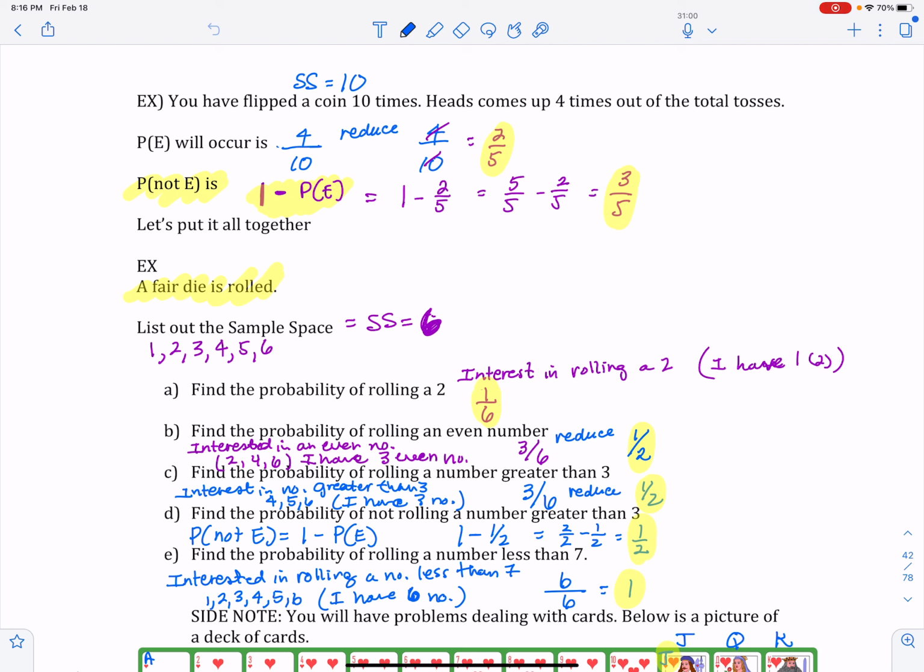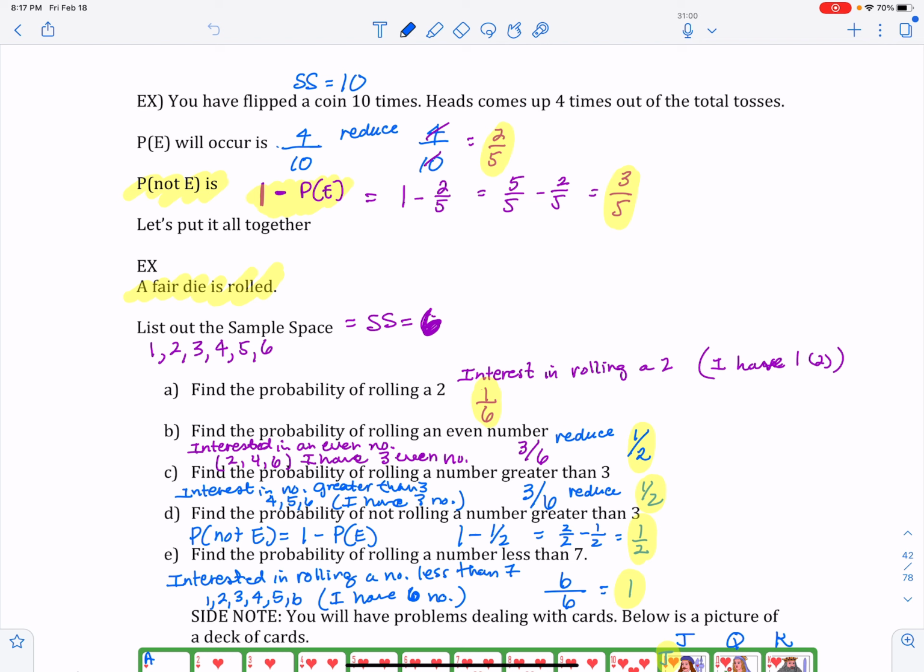You have flipped a coin 10 times. Heads comes up 4 times out of the total tosses. So the probability that the event will occur is 4 out of 10, because your sample space is 10, and I'm interested in heads coming up. So it's 4 over 10, which reduces down to 2/5. The probability that the event will not occur is 1 minus the probability that it will occur. So we take 1 minus 2/5. I used the reduced value.